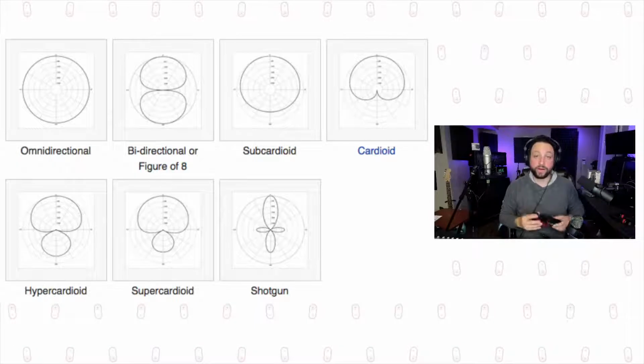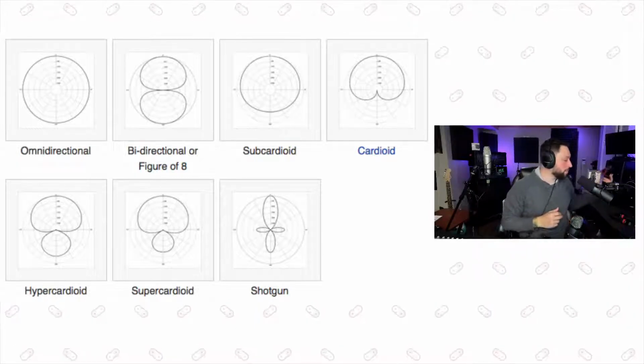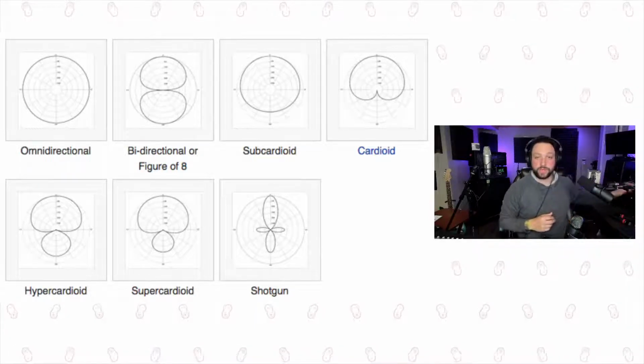So, be aware of what you're purchasing. Do the research if you're going to mess around with different microphones and different setups, because you want to know what the capabilities are. You don't want to pick up a shotgun and expect it to be omnidirectional. It's just not going to happen. I hope you guys got some great information there.